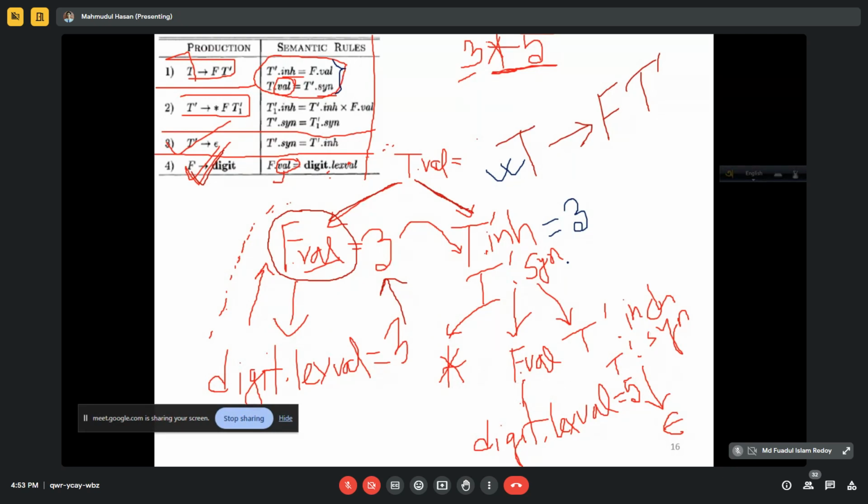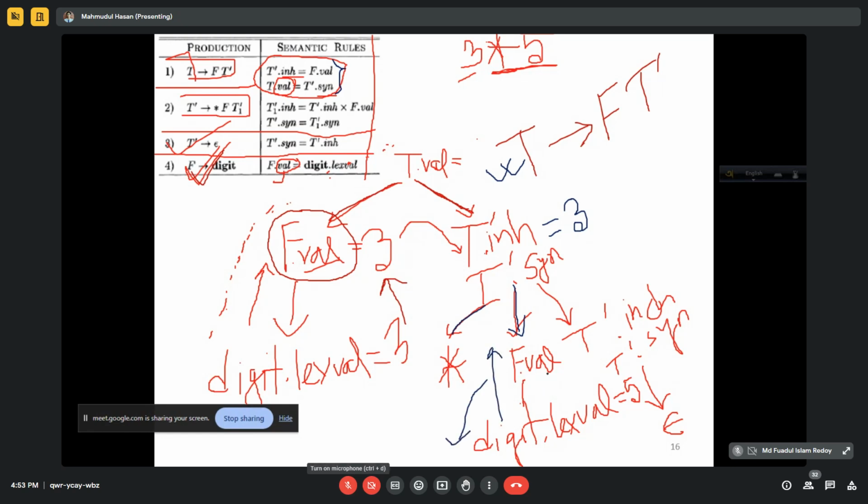The calculation of T dot synthesized depends on the children. Until those values are calculated, it is not possible to calculate T dash dot synthesized. So just leave it. Now go here. There is no problem. Then you need to go here, then again here. When you are here, you need to go back.